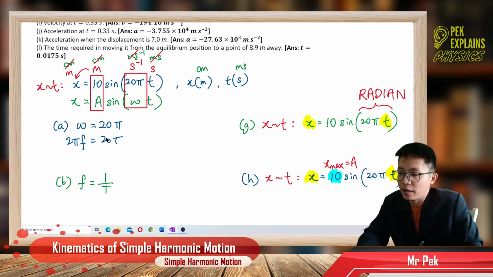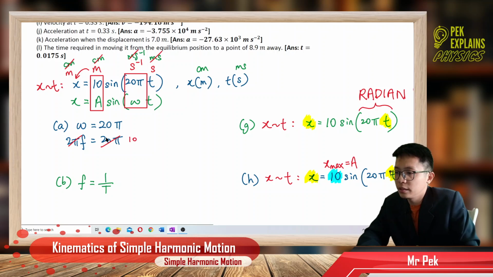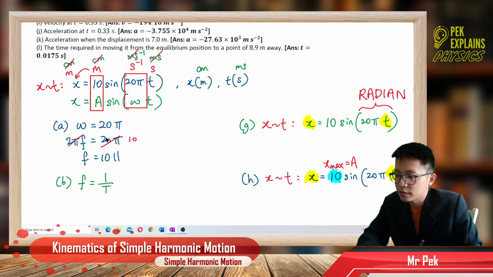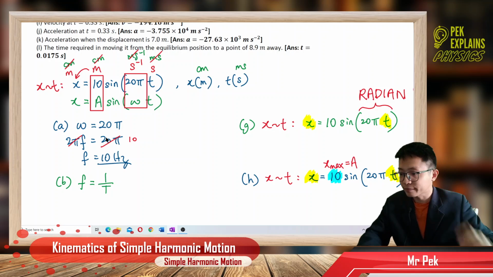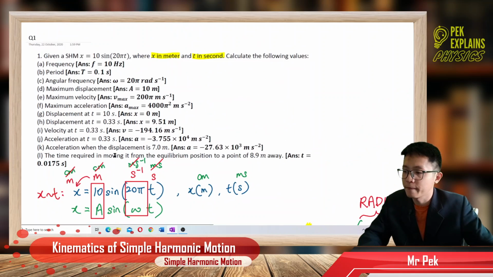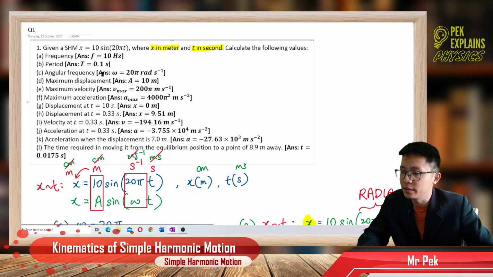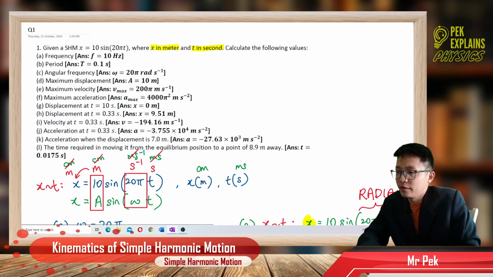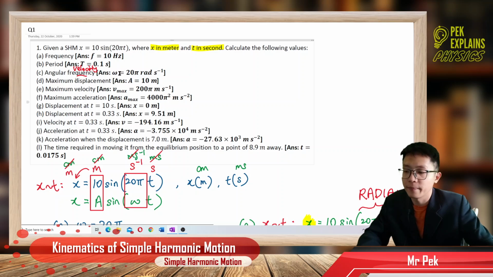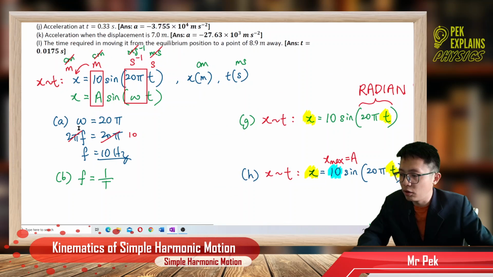2 pi f. So we cancel the common factor, so this one cut and then get 10. So frequency is 10 hertz. Okay, that's the answer for frequency. Now, what's the angular frequency? Our angular frequency is omega. Angular frequency can also be called angular velocity. Okay, angular frequency or angular velocity is the same, omega.